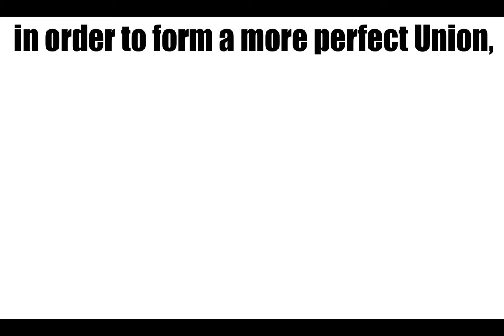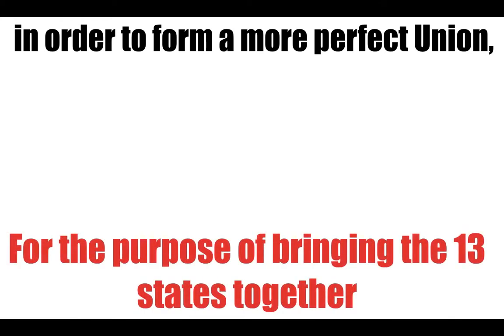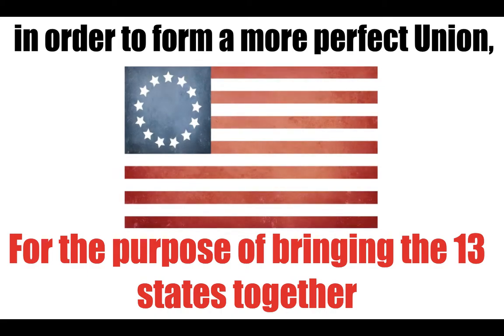In order to form a more perfect union. So under the Articles of Confederation, the 13 states were fairly weak. They were more like 13 separate countries. So they wrote a new constitution that better unites the 13 states and created a more perfect union, for the purpose of bringing the 13 states together. And there's the old-fashioned flag that they had at the time.